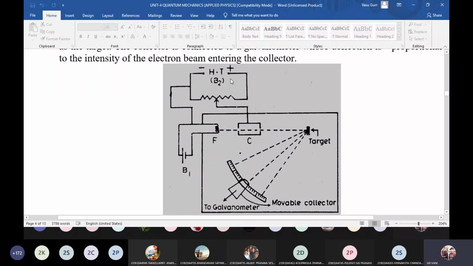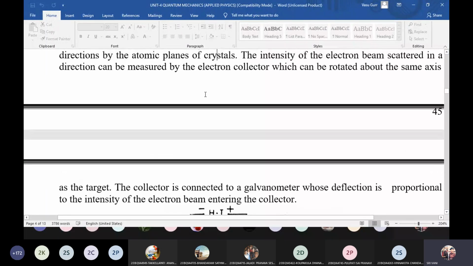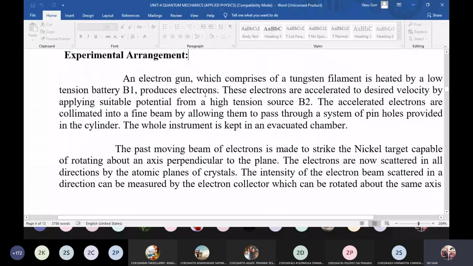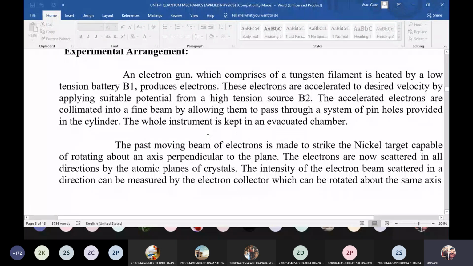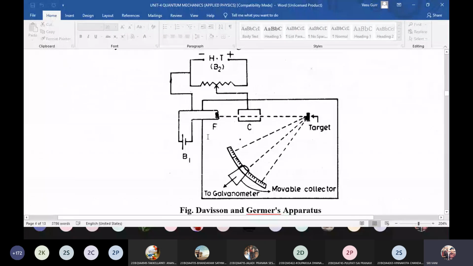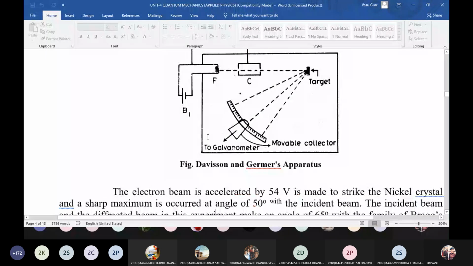This is about the circuit diagram and description. If you understood the circuit, then the experimental arrangement is present in the circuit only. Electron with the filament is one apparatus. Electrical batteries B1 and B2 are other apparatus. Next, accelerated electrons, which are passing inside the apparatus. This is also one of the apparatus which we are taking in the experiment. And the next one, the target.